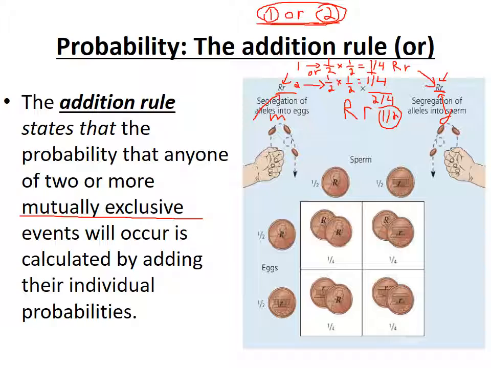So in the cases where there's multiple ways to get a particular outcome, what you need to do is add the probability of the different ways together. And those multiple ways are mutually exclusive. What that means is they don't happen at the same time. To become heterozygous, this happened to me or this happened to me, not and this happened to me. And so that's the addition rule. You're going to use that in the cases, again, where you have multiple ways for something to happen.